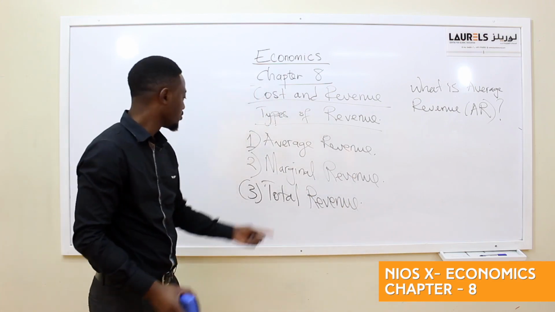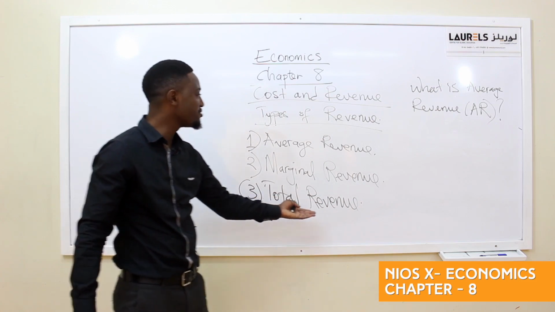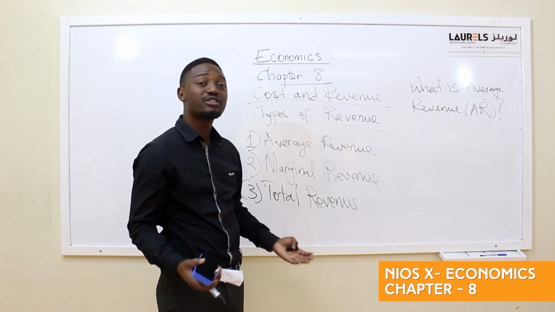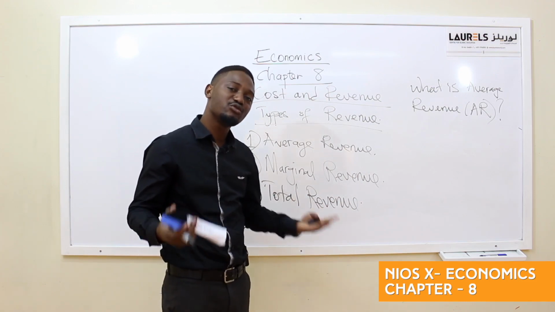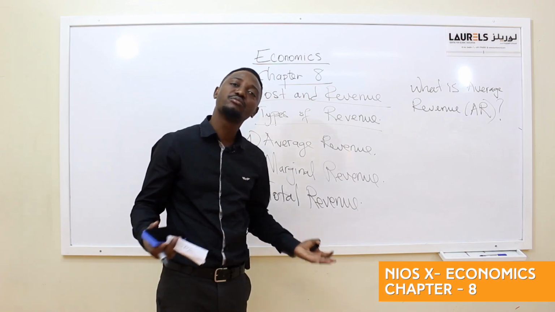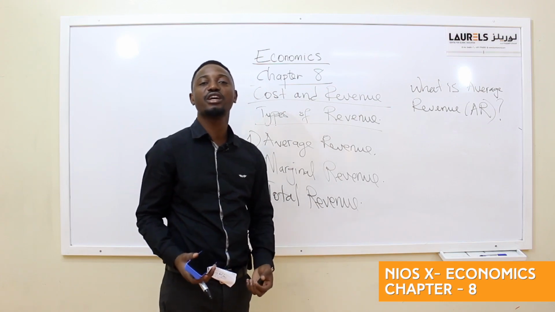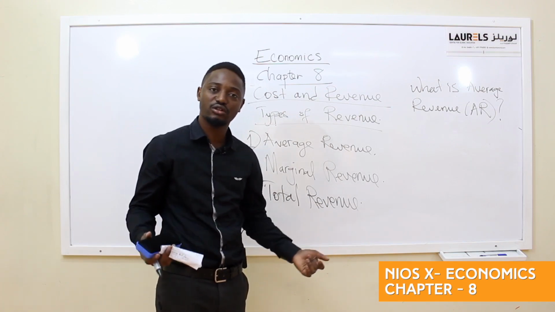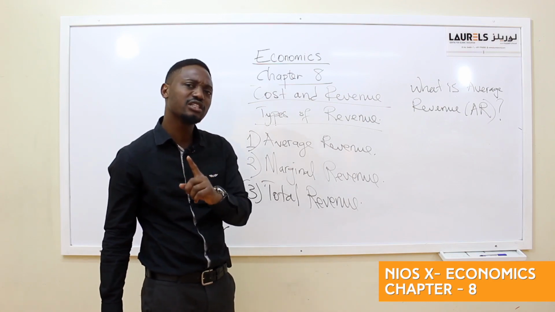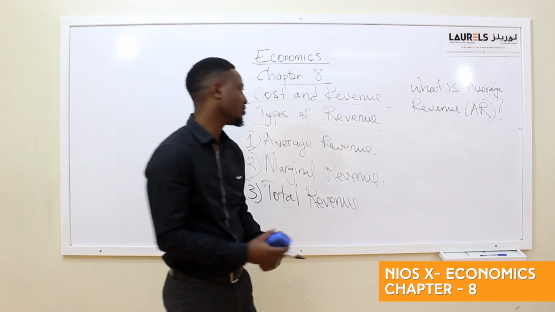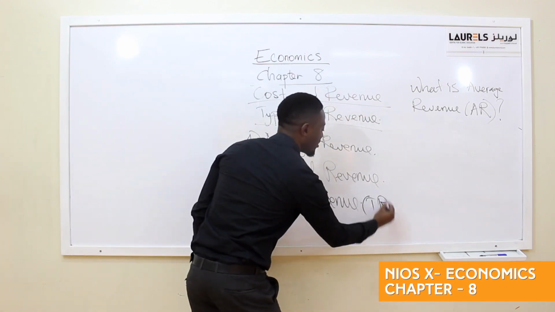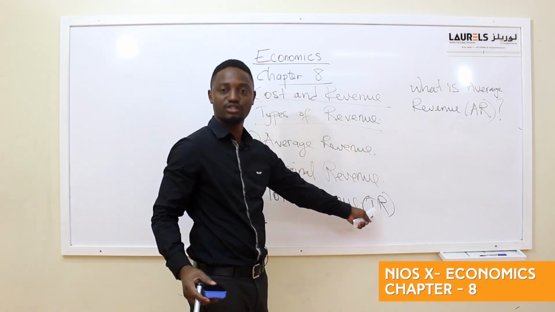Total revenue. Total revenue simply represents the total amount of money you get from selling a certain number of units of a product. When you sell a certain number of units of a product, the total amount of money you get from selling the quantity of a product represents the total revenue. And the total revenue can be calculated using the formula which I'll write on the board. So, total revenue is abbreviated TR. Whenever you see TR, it means total revenue.